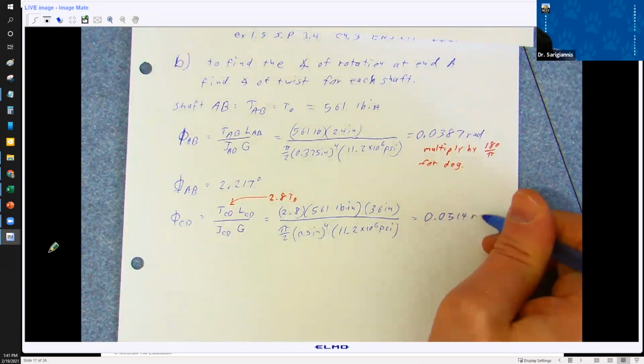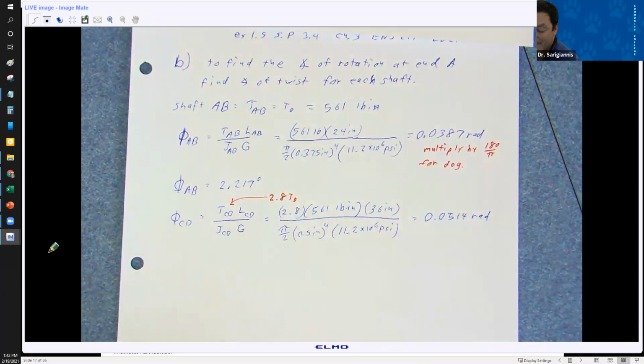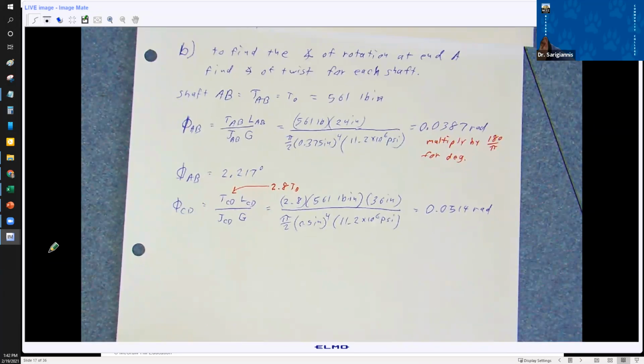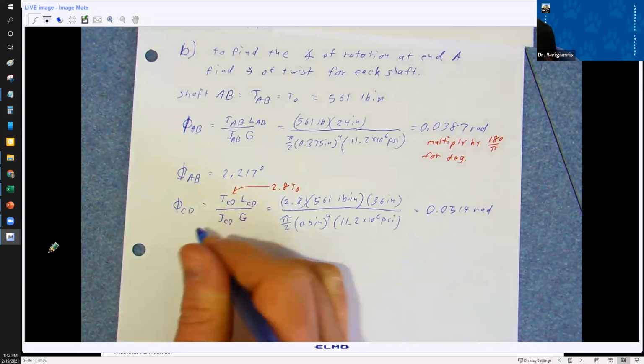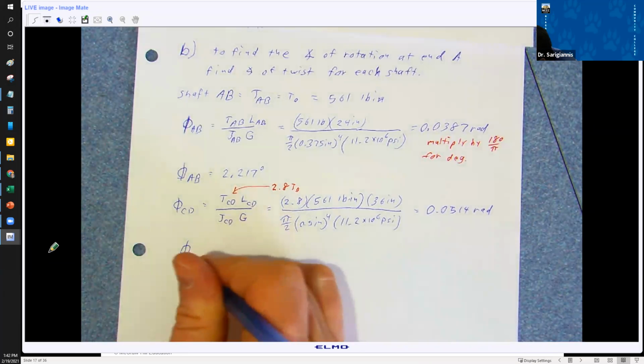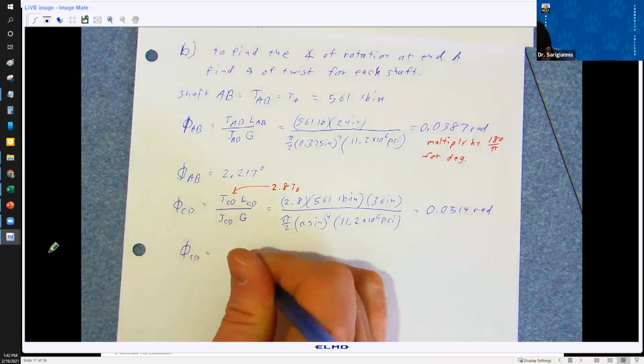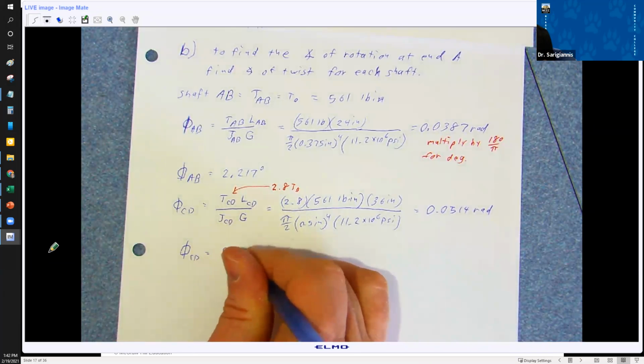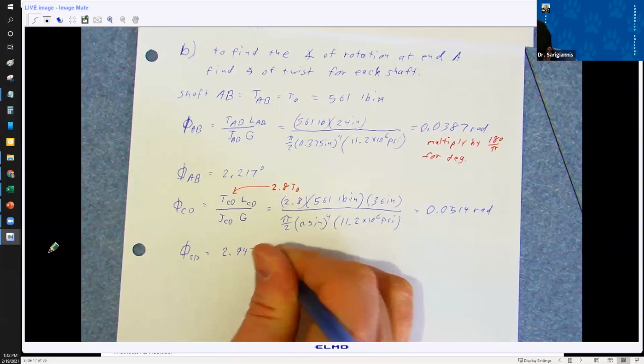0.0514 radians. So phi CD is 2.947 degrees.